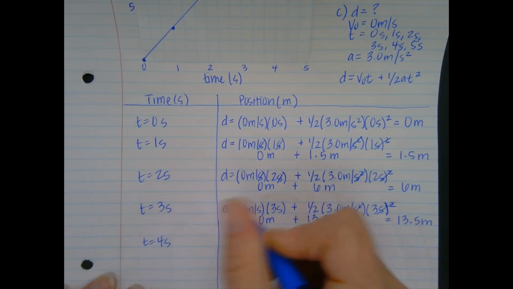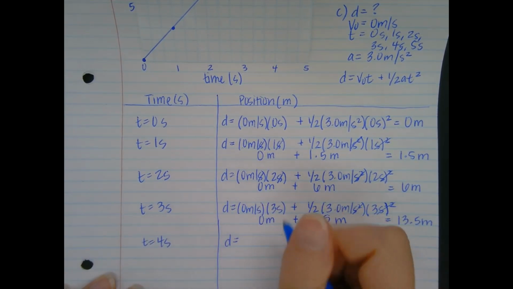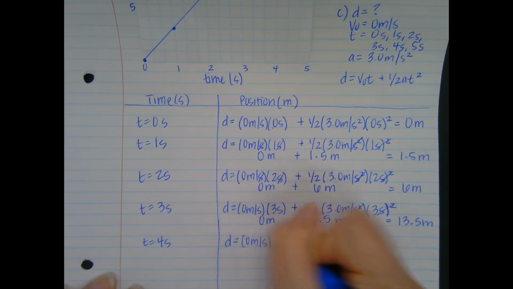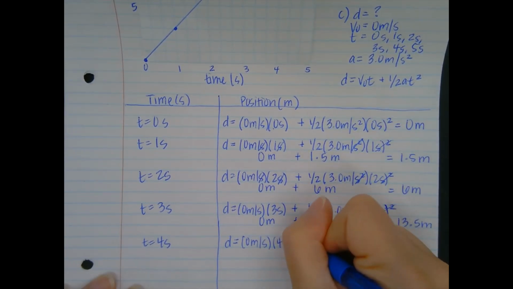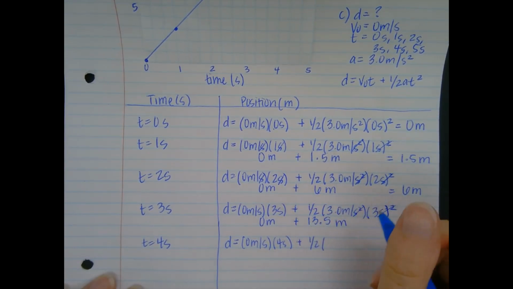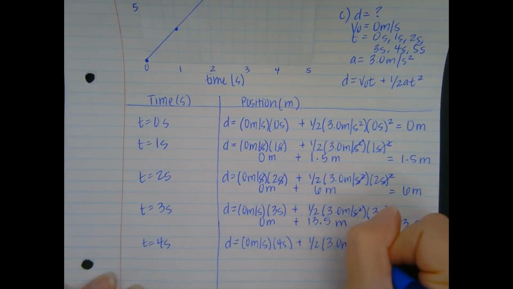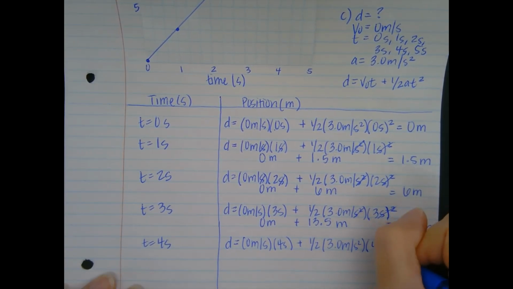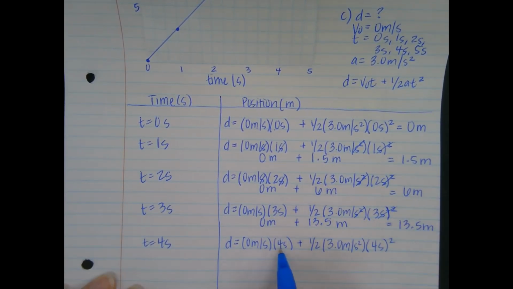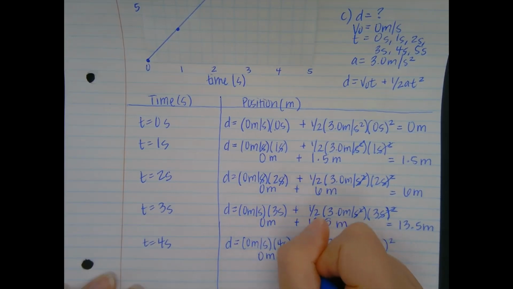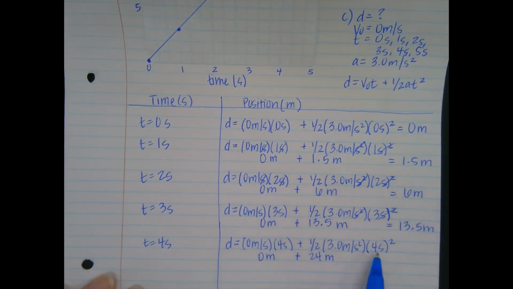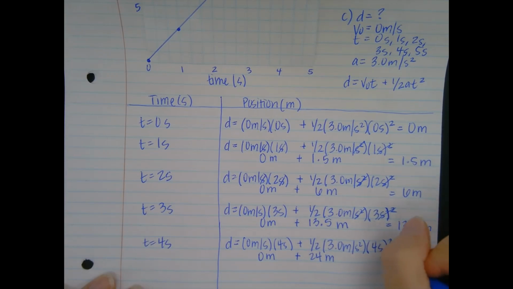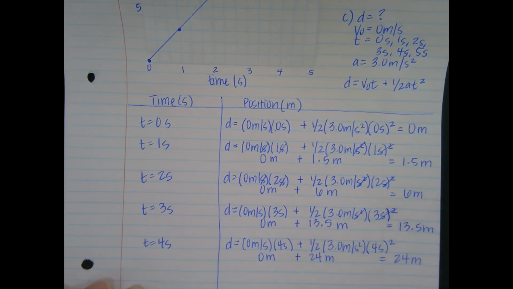T equals 4 seconds. We're almost done. We just have 4 and 5 seconds left. Again, our starting velocity is 0 times 4 seconds. I'm just plugging it into this equation for each second that the car has traveled. 3 meters per second squared, 4 seconds squared. Again, 0 times 4 is 0, plus 1/2 of 3 times 4 squared, which is 16. So this is 24 meters when you calculate this out. So 0 plus 24 is 24 meters.